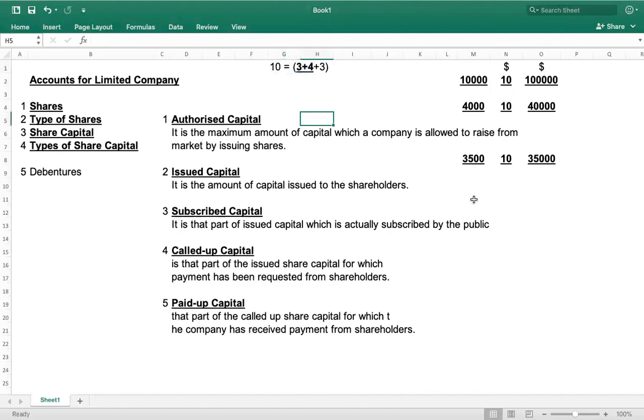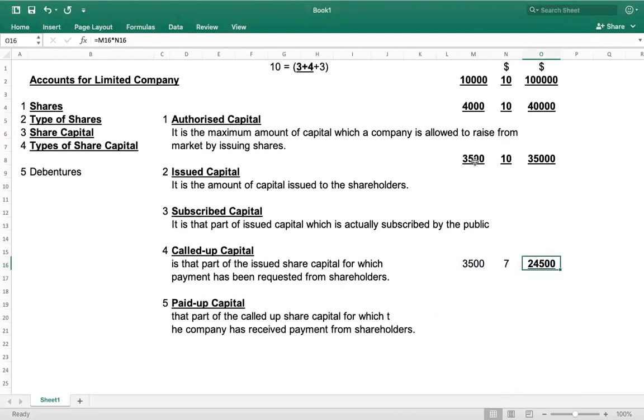Now I'm talking about called up capital. The public purchased how many shares? 3,500 shares. And in the first year, the company called out of 10 only how much? 3 plus 4, 7. In the first year, the company called 2 installments. So what is the called up capital? Can you tell me now? This is called up capital: $24,500.